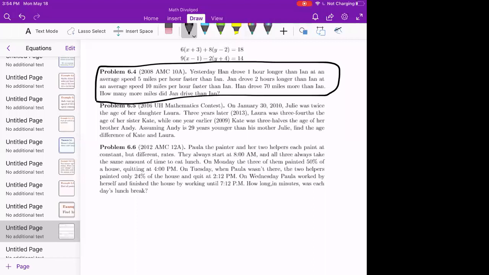Since everyone is comparing their speeds to Ian, let's set Ian to be the variables. So let's actually make a chart. We can have speed here, and then time. So let Ian's speed be s, and let the amount of time that he drives be t. So it states that Han drove 1 hour longer.